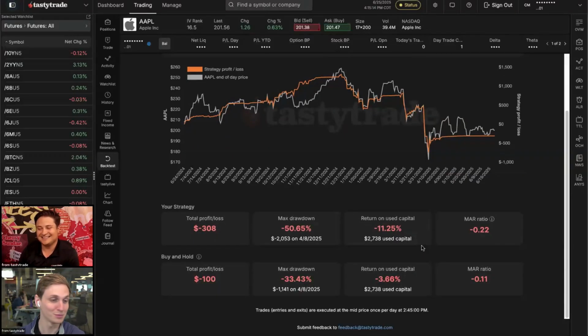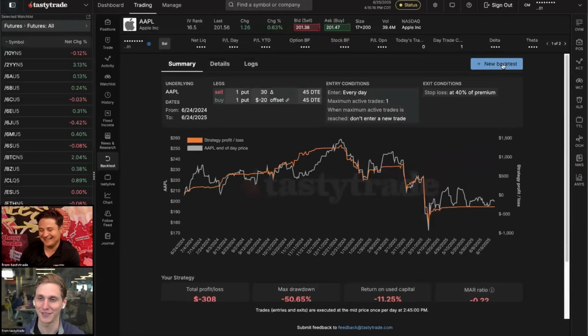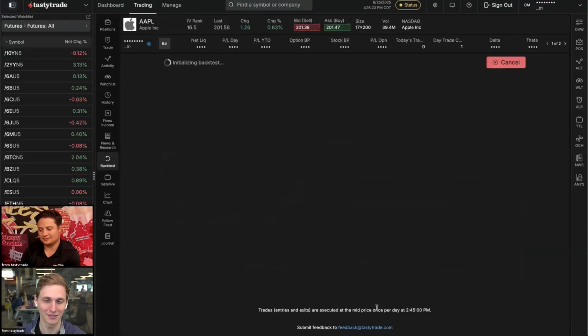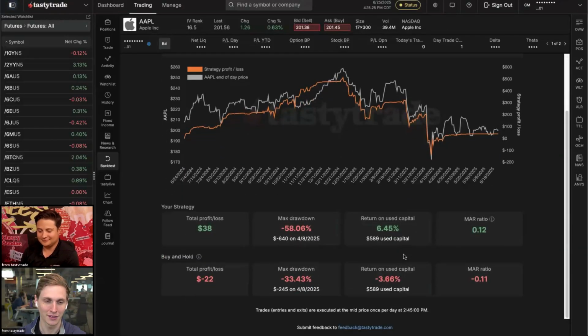Yeah, it didn't work as well. So, what if we did a $5 wide spread? We go back here, do -5 instead. Okay, not as bad, 38 bucks. Okay, still profitable, honestly. It looks like maybe $10 wide was kind of the pocket.